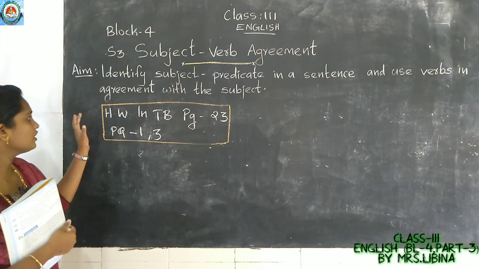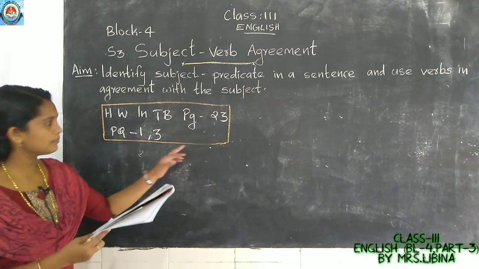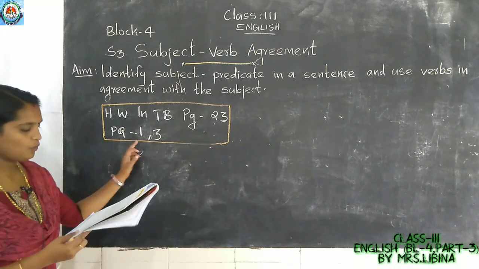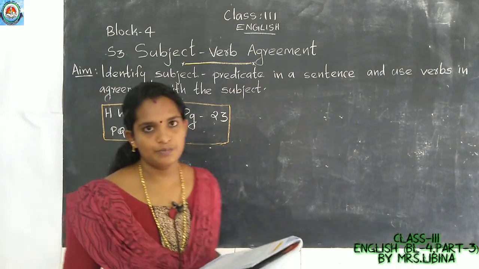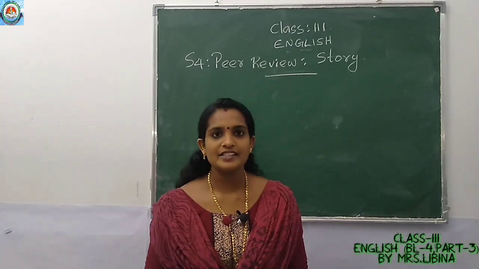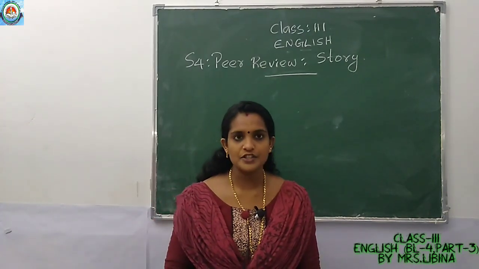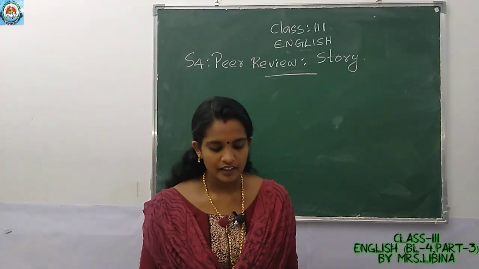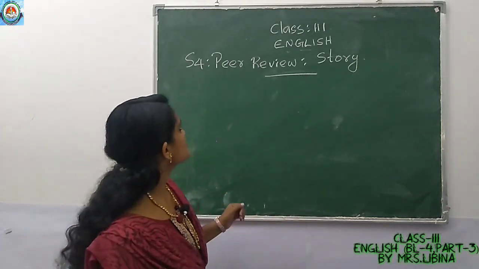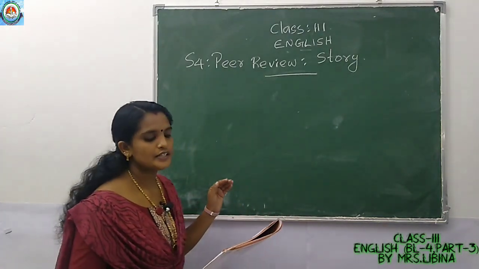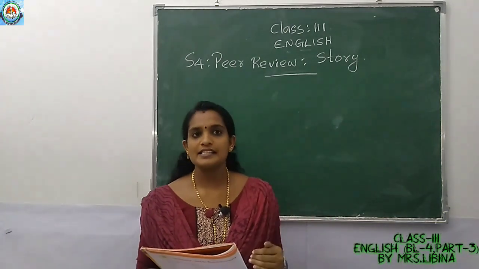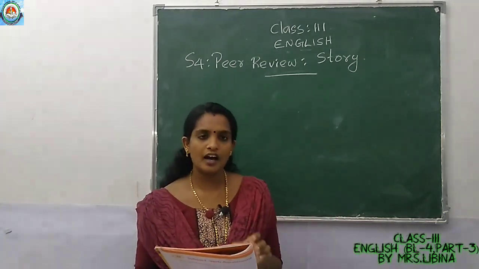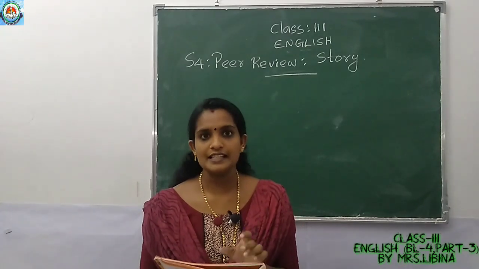This is your homework in textbook page number 23, PQ1 and 3. You have to do it in your textbook. Okay. Okay children, just turn your workbook page number 29. There you could see our S4 peer review story. We have written a story in our S2, that is a journey story. According to that story, you have to fill this checklist.